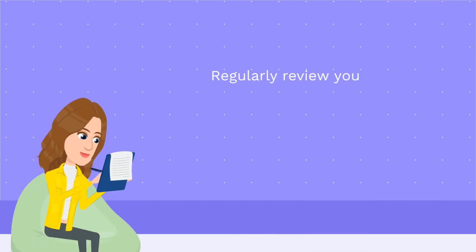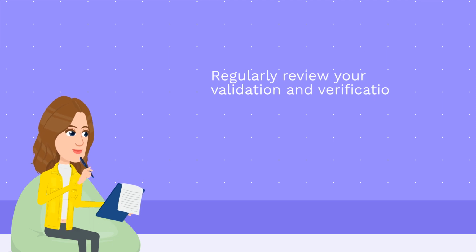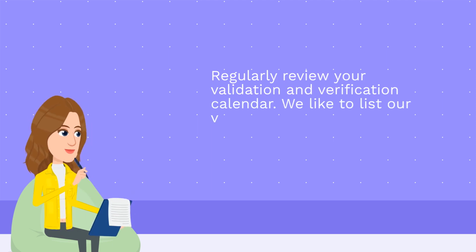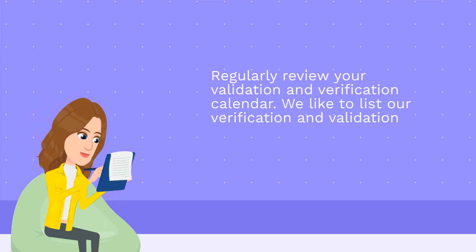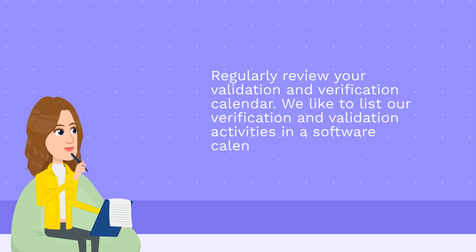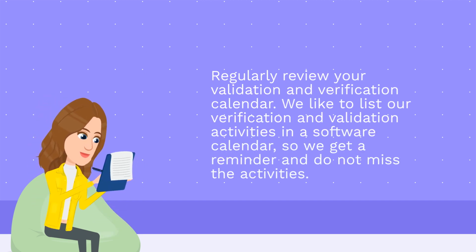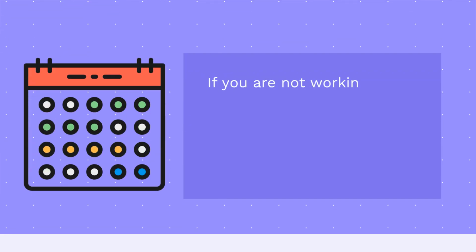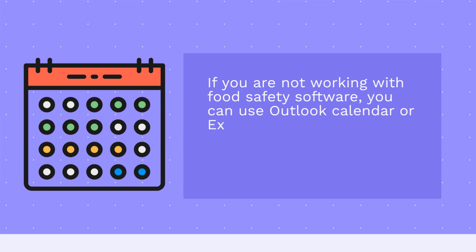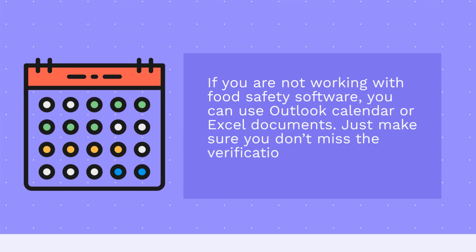Regularly review your validation and verification calendar. We like to list our verification and validation activities in a software calendar, so we get a reminder and do not miss the activities. If you are not working with food safety software, you can use Outlook Calendar or Excel documents. Just make sure you don't miss the verification and validation activities.